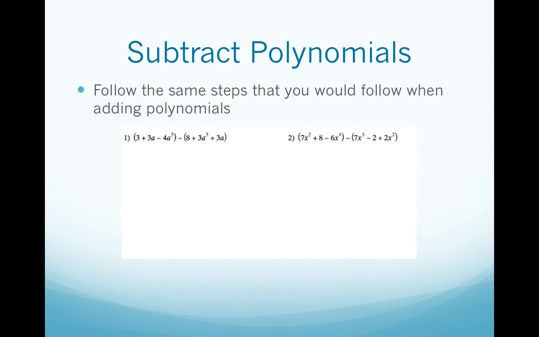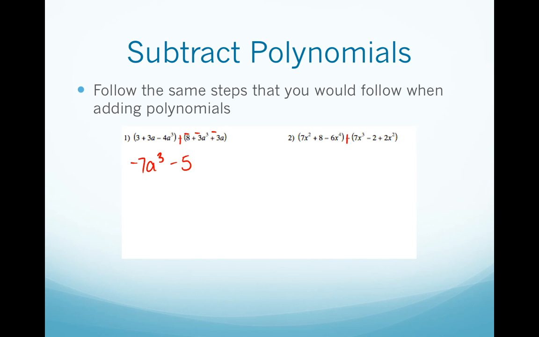Here's some subtraction. The only thing I would recommend with subtraction is writing it as addition of the opposite so that you don't forget to carry that sign through. So you've got a -4a to the third and a -3a to the third. That'll be -7a to the third. No a squareds. Then you've got a 3a and a -3a. So those will cancel. And then a 3 and a -8. So that'll be a -5.